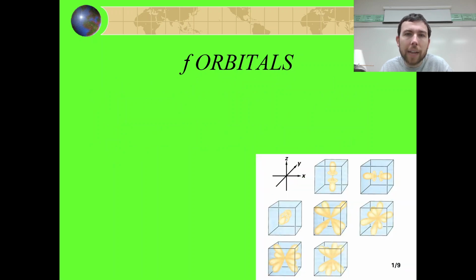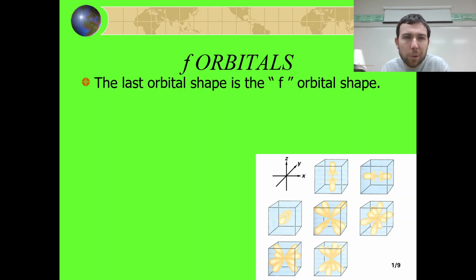All right, and then our last orbital shape are the f orbitals. I'm not even going to pretend to try to tell you what those correspond to, but you see those diagrams in the bottom right corner there. The last orbital shape is the f orbital shape, and those are going to correspond to the elements that are in your lanthanide and actinide series, or the rare earth metals.